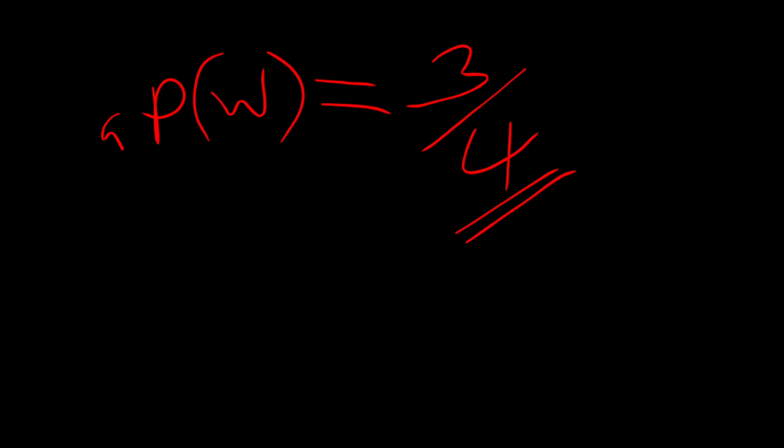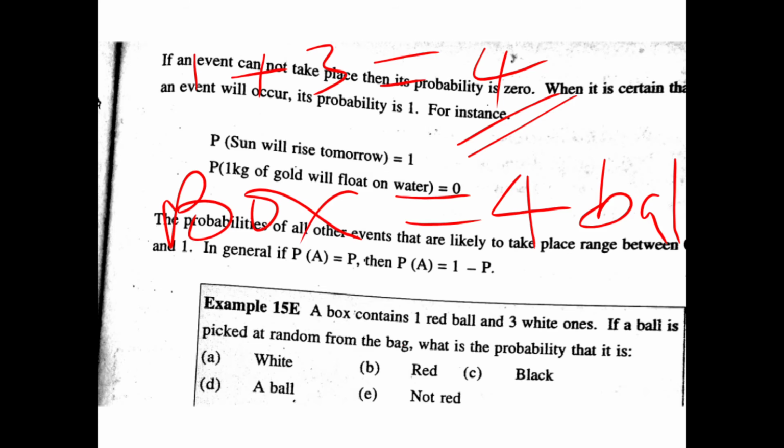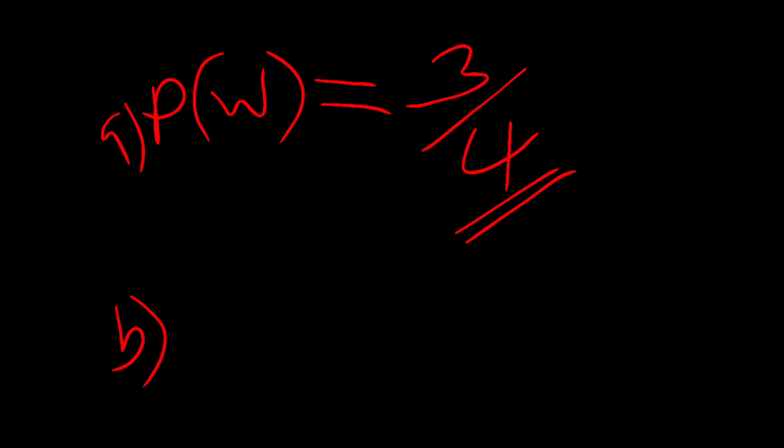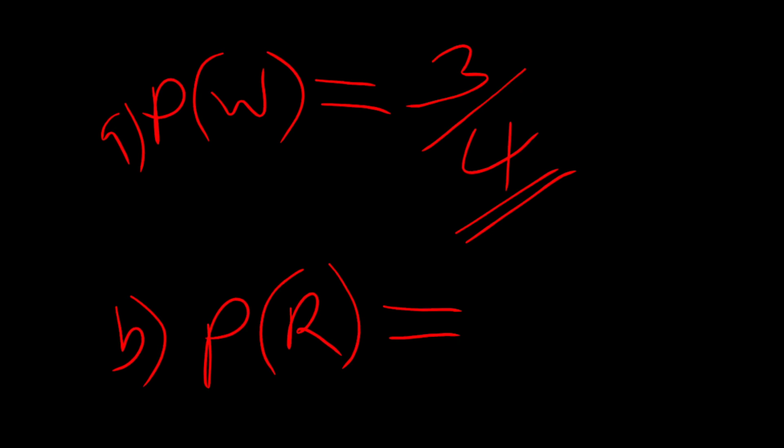This is for A. B: the probability of us picking red. How many red balls do we have? So the probability of picking red is equal to, we have 1 red ball, which is our favorable outcome, over the total number of balls in the box, which is 4. So the probability of us picking a red ball is 1 over 4.